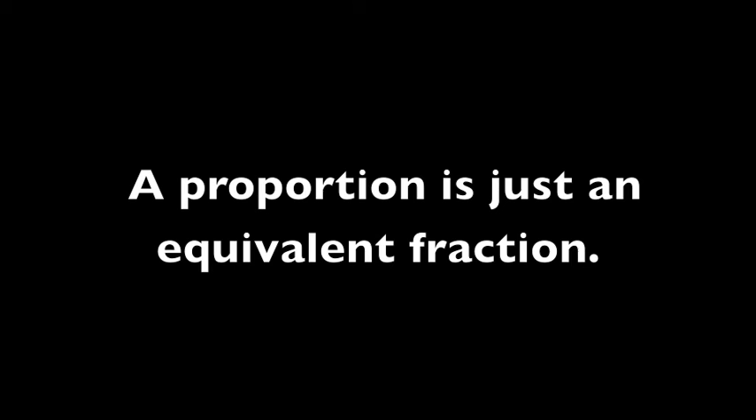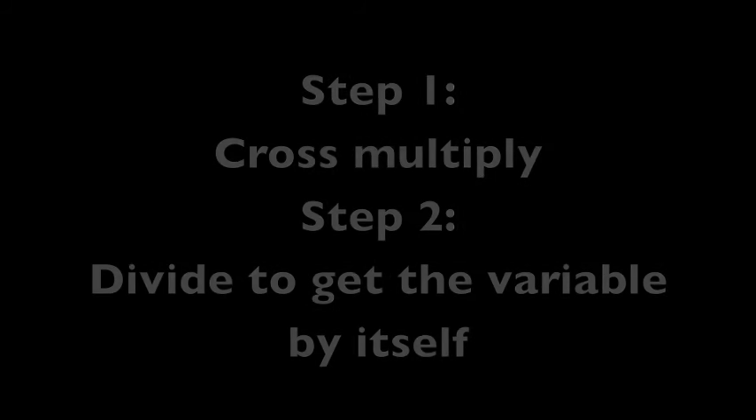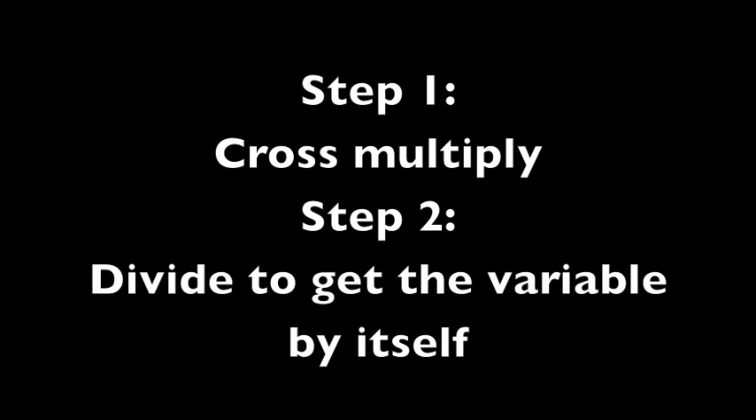So just to review, proportion is just an equivalent fraction, and there are 2 steps. First step is to cross multiply, and step number 2 is divide in order to isolate the variable. And with proportions, always show your setup.